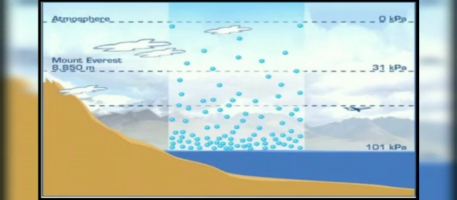Therefore, we can say that near the earth's surface the air is very dense, and as we move above, the atmosphere becomes thinner and thinner, and as we go up, we will have some problem in breathing. Therefore, mountaineers carry oxygen cylinders.